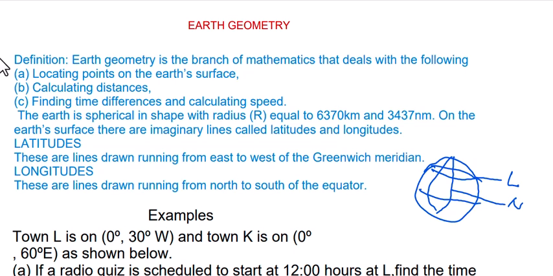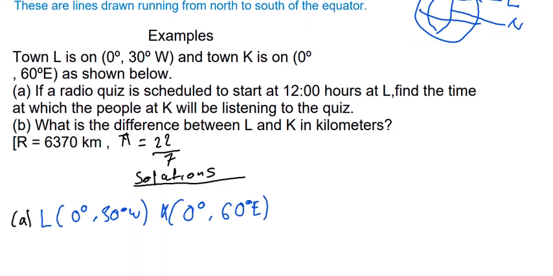Okay, so we have an example there. We're told that town N is on 0 degrees, 30 degrees west, and town K is on 0 degrees and 60 degrees north as shown below.